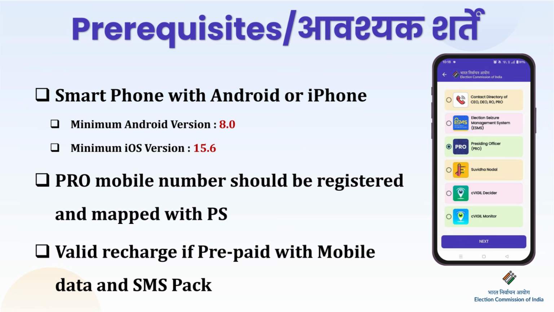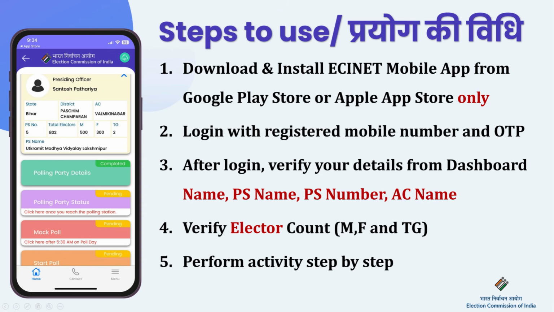To use the PRO app, you need an Android or iPhone device. The app requires a minimum of Android version 8 or iOS version 15.6. If you're using a prepaid SIM, please ensure it has an active data and SMS pack. Additionally, the mobile device used for the PRO app must contain the same SIM number that has been registered with the returning officer.